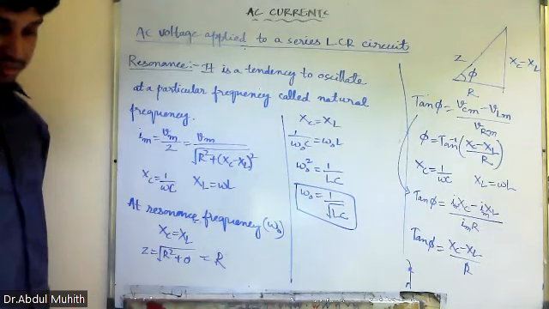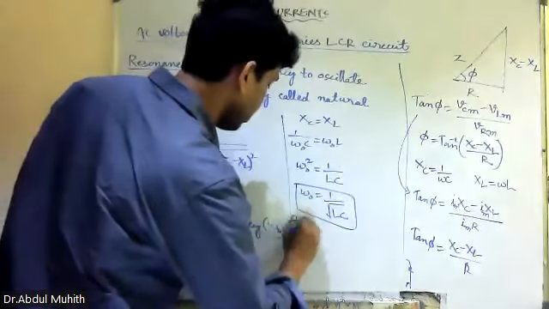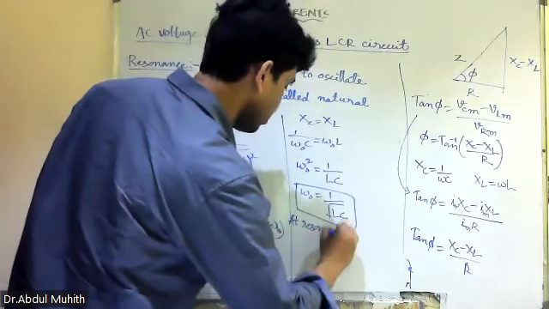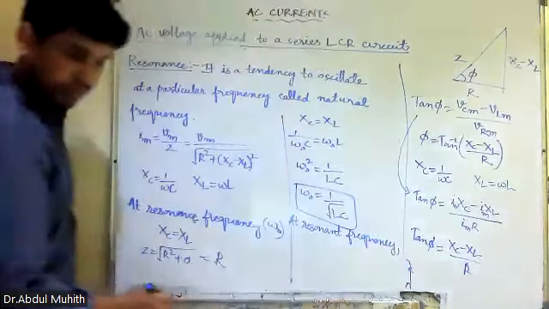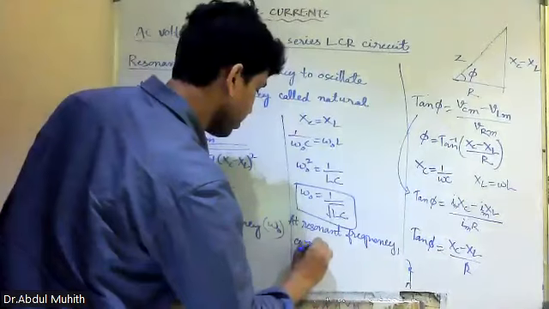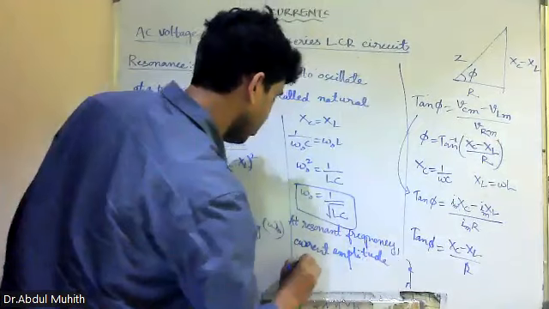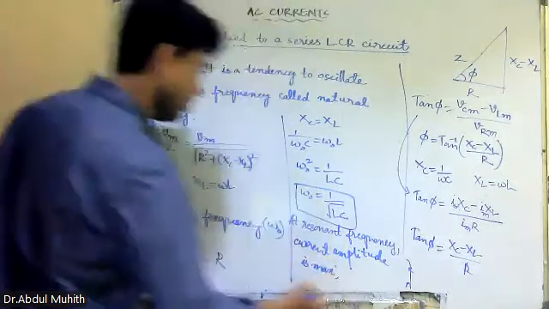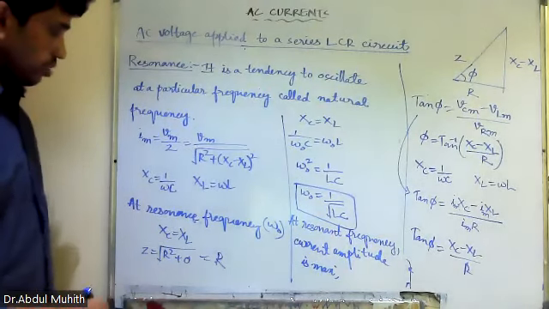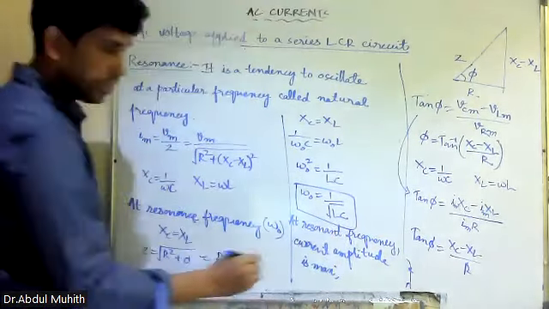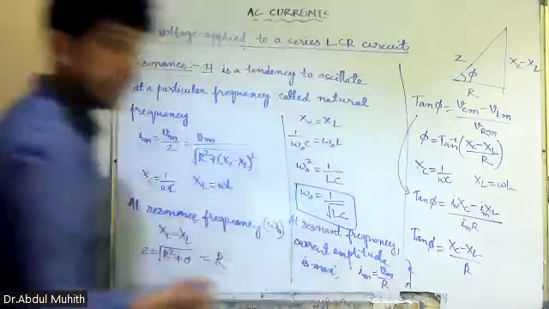At resonant frequency, current amplitude is maximum. So we can write Im is equal to Vm by R. Is it clear? Yes, sir.